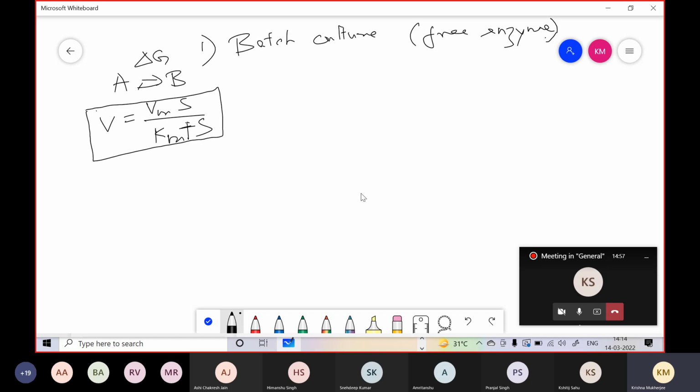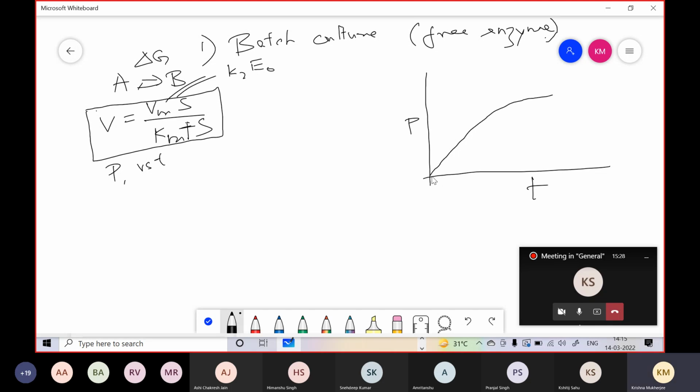So you run a batch culture, and the first job that you have to do is predict P versus T in a batch culture, given different starting substrate concentrations and different starting enzyme concentrations. Remember, Vmax is actually K2 E0. So different amounts of enzyme will fetch you different graphs. So really the point is that time versus P is the graph that you have, and you have to predict this from this, and you have to show me these graphs.